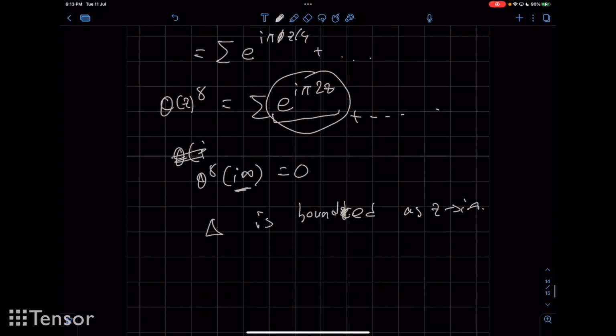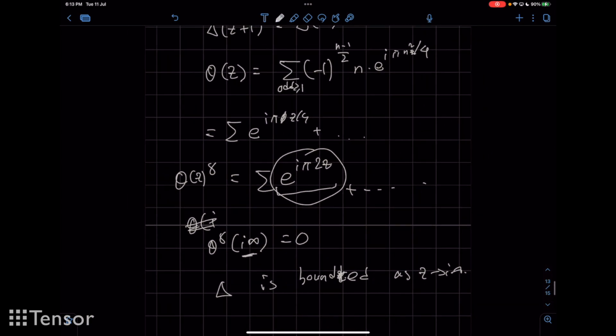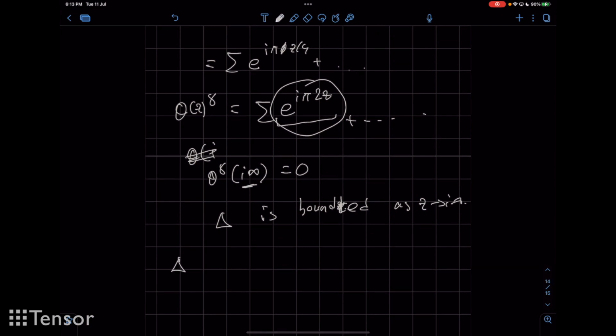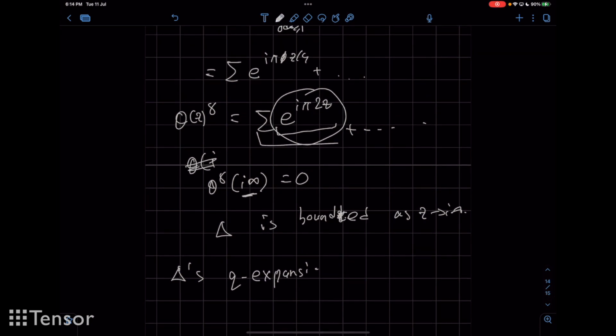Also, one very interesting thing is the Q expansion of delta. Delta's Q expansion is essentially this sum, right? And this sum starts from e to the 2 pi i z. So therefore delta's Q expansion starts from Q. So there's no constant term, and the coefficient of Q is 1, since the coefficient of e to the 2 pi i z is 1 here. Okay. And the other terms don't really matter.